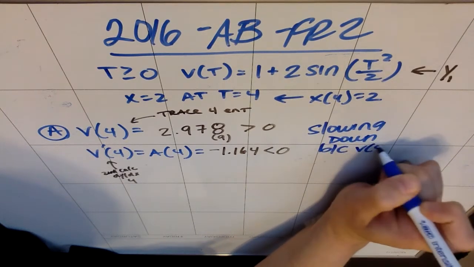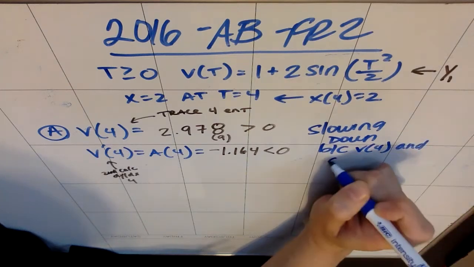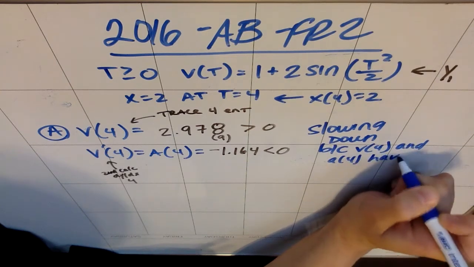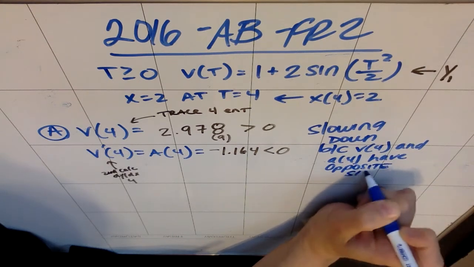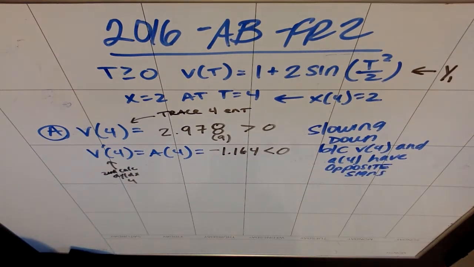because v of 4 and a of 4 have opposite signs. So the relationship is that they have opposite signs. Okay, cool.